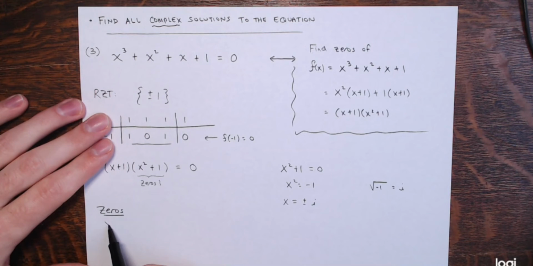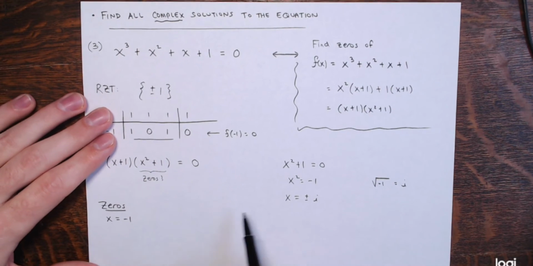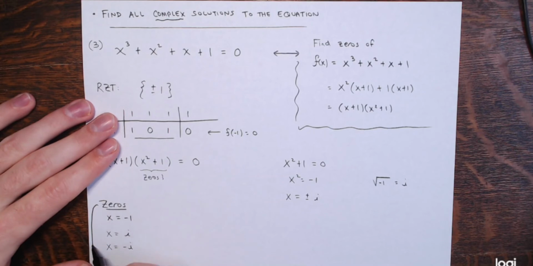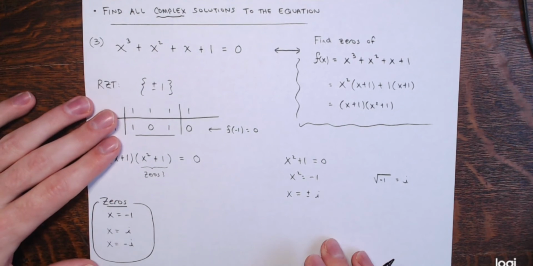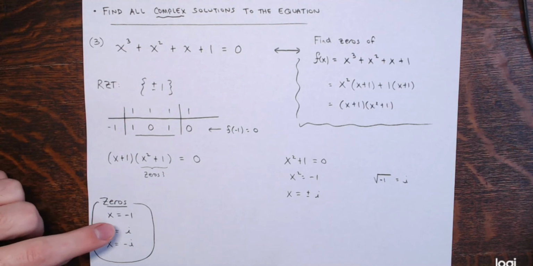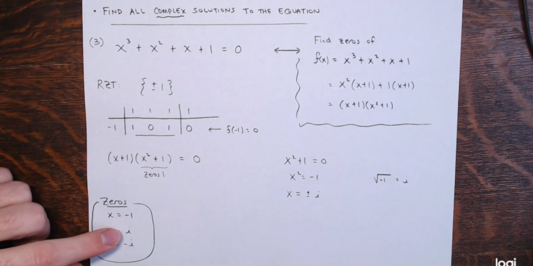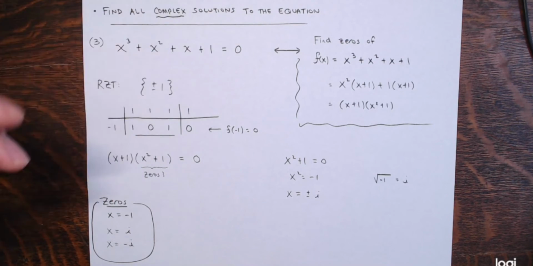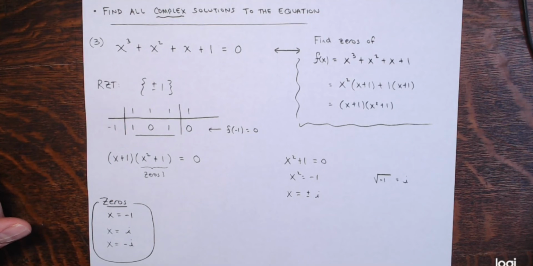x equals -1, which is a real number, and then we have two zeros with an imaginary part. x equals 1i and x equals negative 1i. And you can check all these. I'll leave it to you. Replace x with negative 1, with i, with negative i back in the equation, and you should get 0 equals 0.